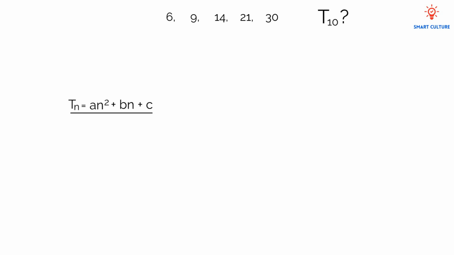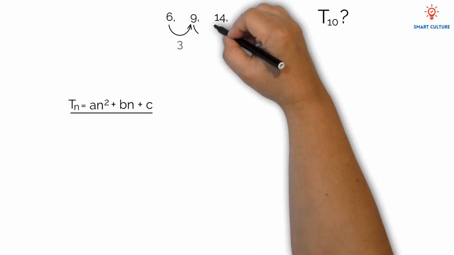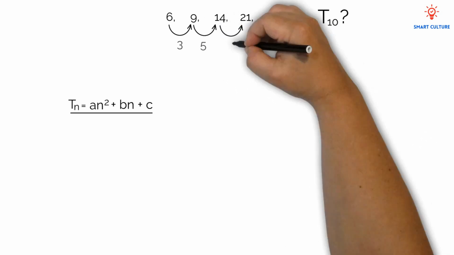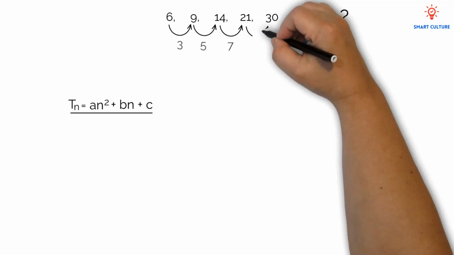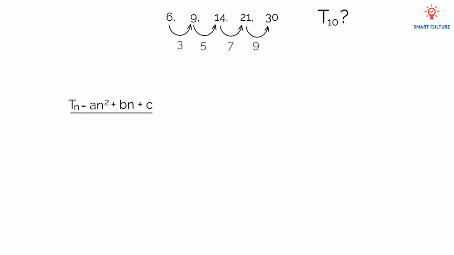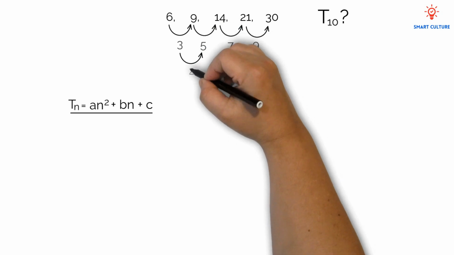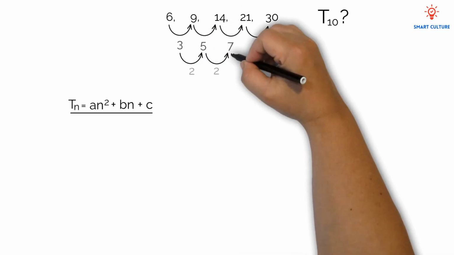Let's take a look at the sequence. First, we'll determine the first difference. So 9 minus 6 is equal to 3, 14 minus 9 is equal to 5, 21 minus 14 is equal to 7, and 30 minus 21 is equal to 9. So here we have the first differences. Now let's determine the second difference. 5 minus 3 is 2, 7 minus 5 is 2, 9 minus 7 is 2.